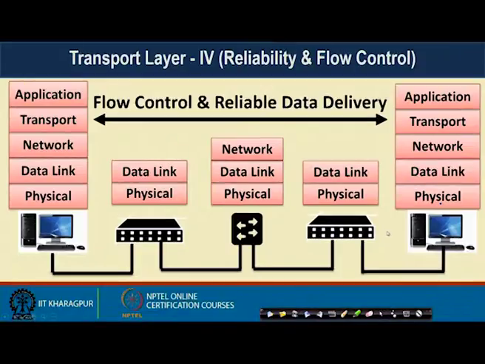In a typical transport layer, flow control and reliability are implemented together. So, we will look into the different mechanisms through which we implement the flow control and reliability algorithms over the transport layer of a TCP/IP protocol stack. So, let us proceed with the detailed mechanism of that.